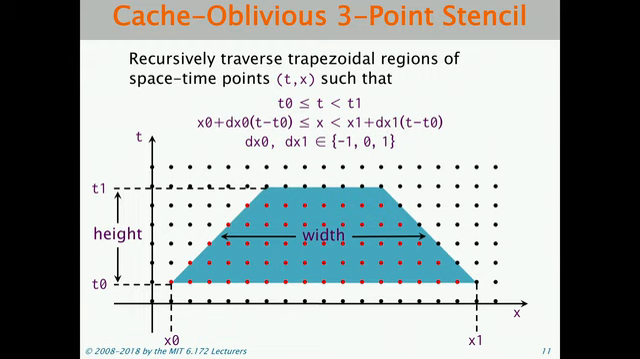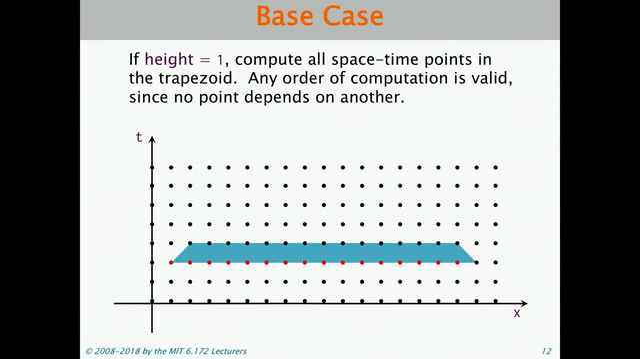So the divide and conquer algorithm has a base case. Our base case is going to be when the height of the trapezoid is 1. And when the height is 1, then we're just going to compute all of the values using a simple loop. And any order of the computation inside this loop is valid, since we have all of the values in the base of the trapezoid, and we can compute the values in the top of the trapezoid in whatever order. They don't depend on each other. So that's the base case. Any questions so far?